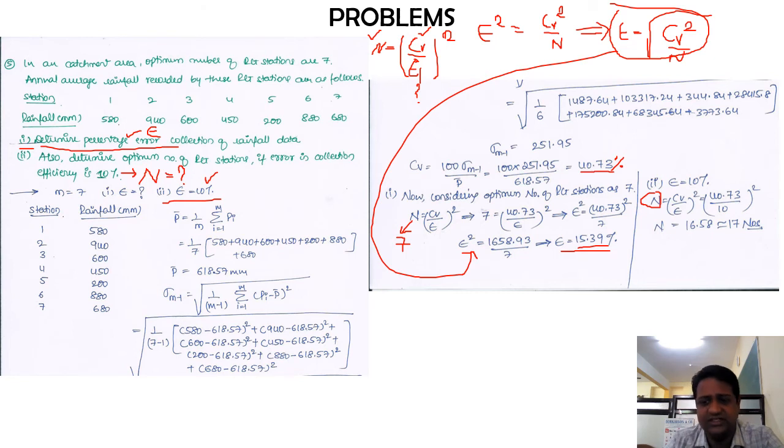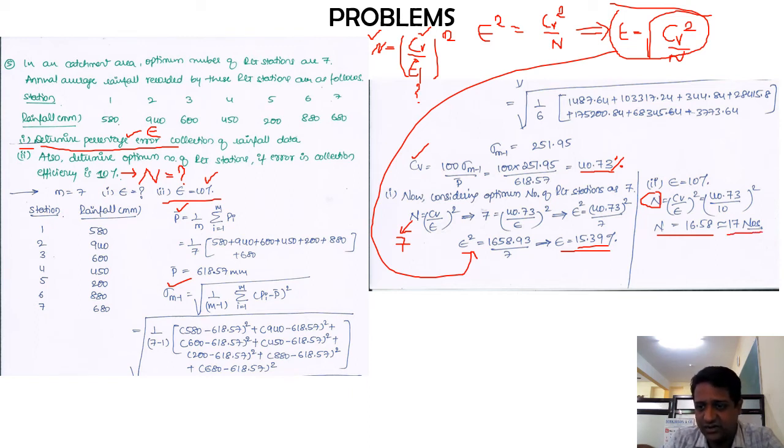So you initially determine the value of P bar, then you determine the value of sigma m minus 1, then you determine the value of CV, and lastly you will be calculating the value of n. So again, n value is given by CV by epsilon, the whole squared. Based on that, ultimately you will get n equals 16.58. Since it is a decimal number, I'm going to round it off to the next integer, so that is going to be 17.